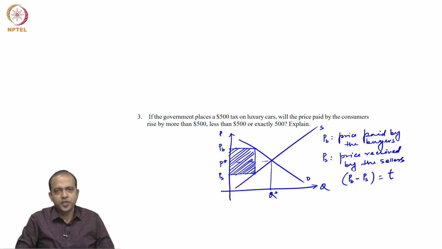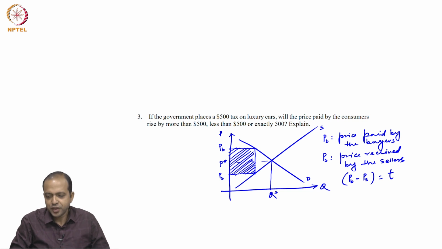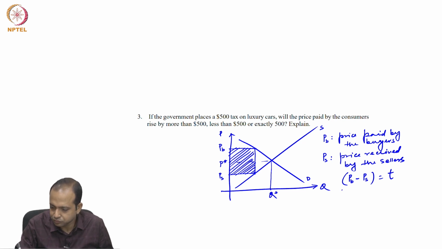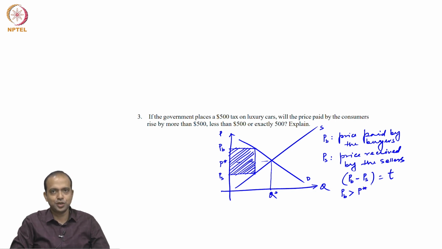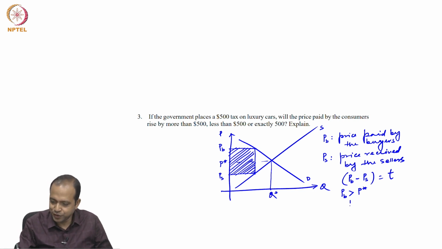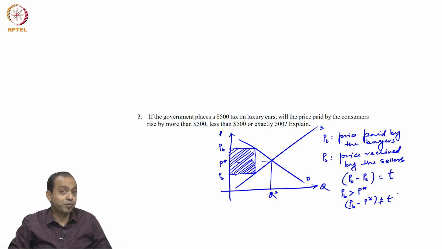So, that means after imposition of tax amount T, the consumers are paying a higher price. It is not that they are paying the same price. So, PB is actually greater than P star, there is absolutely no doubt. But the difference between PB and P star is not T. So, PB minus PS is actually not equal to T. That means PB does not increase by the entire tax amount.